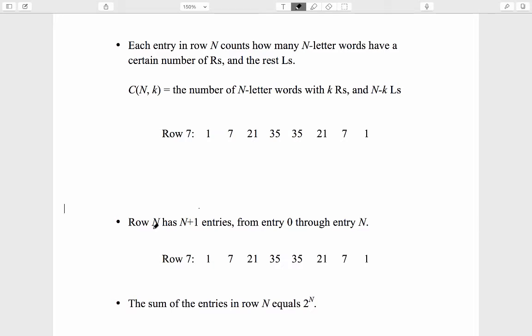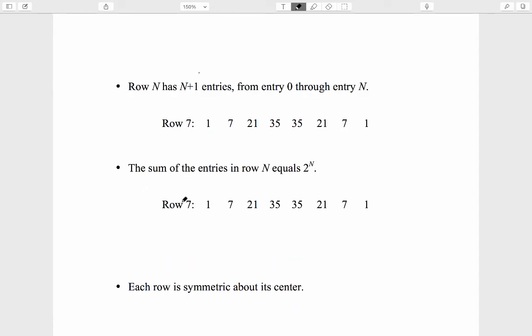If you think about it, row n, whatever n is, has n plus 1 entries. So row 7 has 8 entries. Row 10 has 11 entries. Row 100 has 101 entries, because they go from entry 0 up through entry n, whatever n is. So in row 7, you've got entry 0, entry 1, entry 2, 3, 4, 5, 6, 7. If you count from 0 through 7, there are 8 spots there. The sum of the entries in row n equals 2 to the n. We saw that explicitly in row 7 earlier.